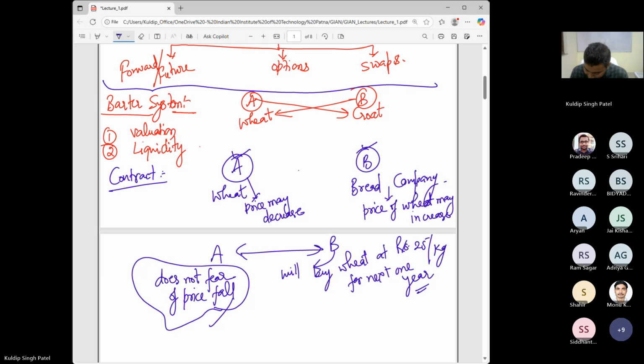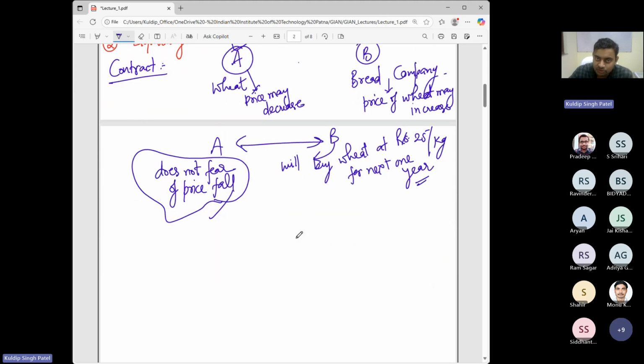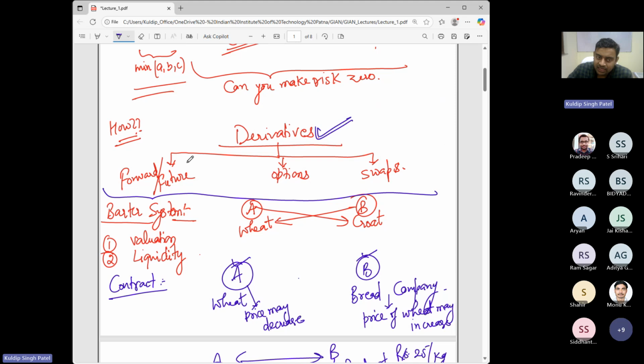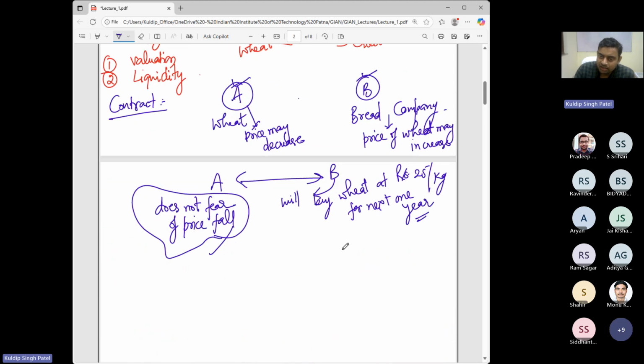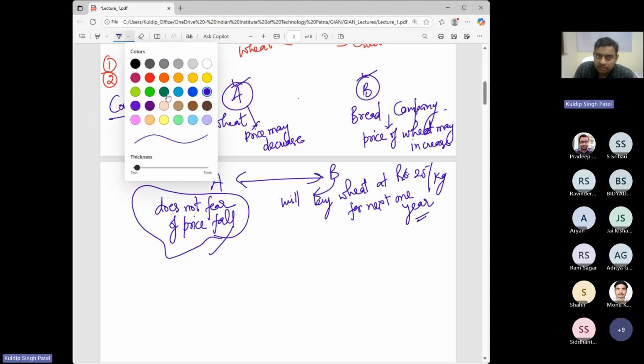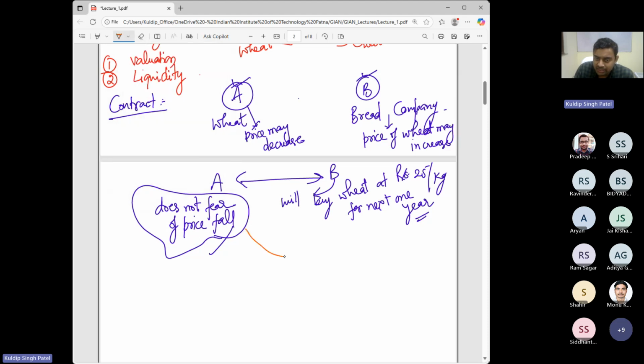Agree, everyone? And this is called a forward contract. I told you now that derivatives are forward, future, option, swap. So these are called derivatives. This is called a forward contract, this kind of contract. There is a contract between A and B, right? So everyone agrees with me that there is a contract between A and B, and this contract is nothing but called forward.